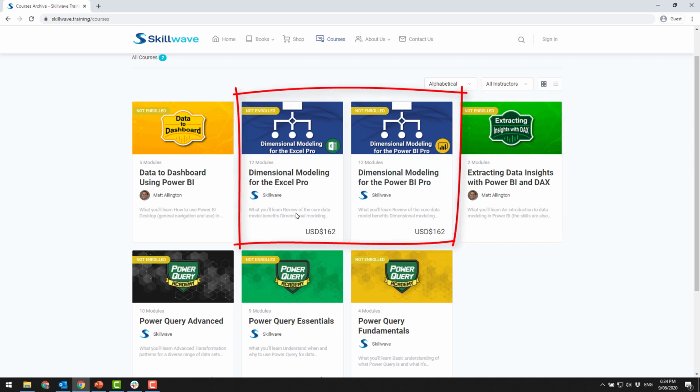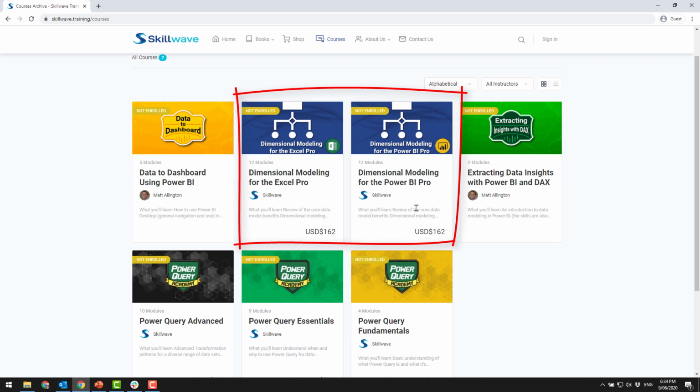This course is being developed by Ken and Miguel and myself. So we'll be developing this course over the coming months. And this course, Dimensional Modeling, is available in two different flavors. There'll be an Excel version and also a Power BI version, but basically it's the same content. We're teaching you how to solve problems using dimensional modeling techniques to structure your data correctly, load that data into either Power Pivot for Excel or Power BI, and then extract the insights using the DAX language.